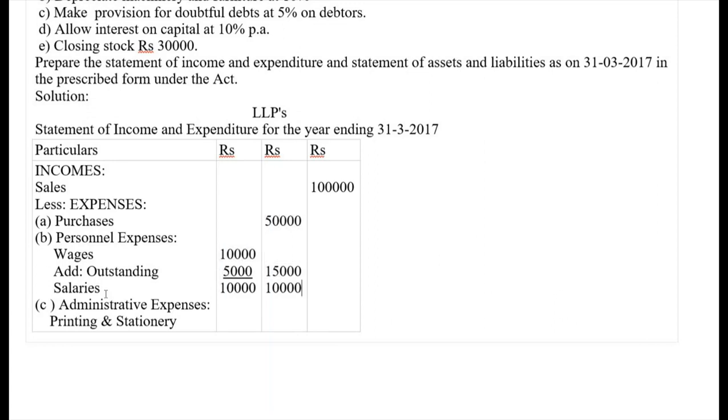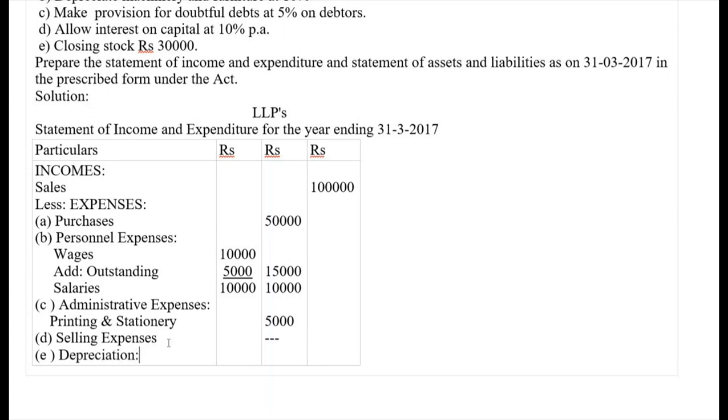So here there is no outstanding or prepaid, so it is 5,000. Then the next one here, D, selling expenses. So there are no selling expenses here. Then next, E, depreciation.